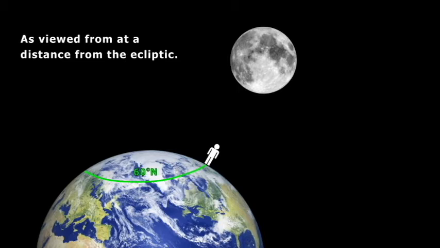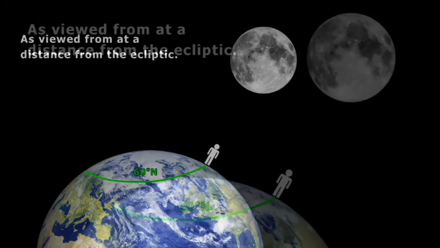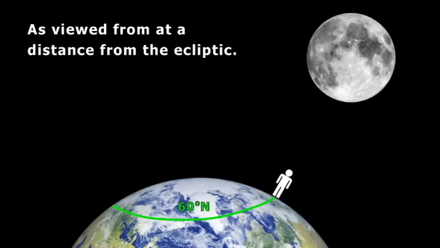This guy is standing at 60 degrees north. I want to say this is not to scale. Let me say that again. This is not to scale. So say you're looking at Earth and the moon from space. This would be a close approximation of what you might see if some guy was standing at 60 degrees north.